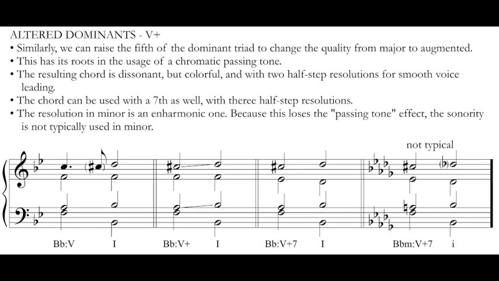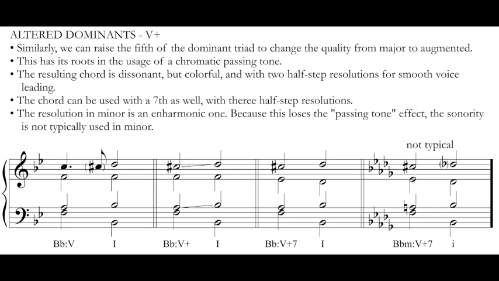If we look at our second example down here, we see the leading tone resolves up by half step, A to B flat, and that raised fifth of the chord, C sharp, resolves up by half step to D. This chord has its roots in a passing tone as well, in a chromatic passing tone, that C passing through C sharp to D.